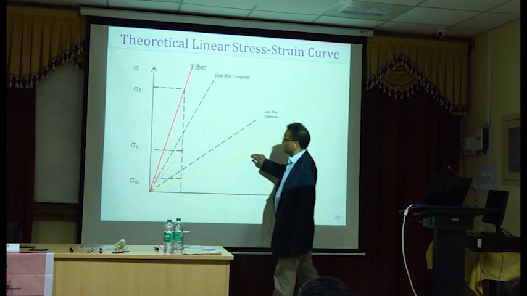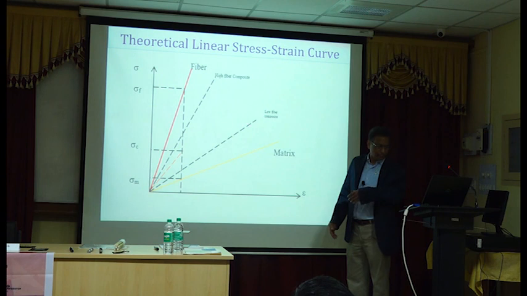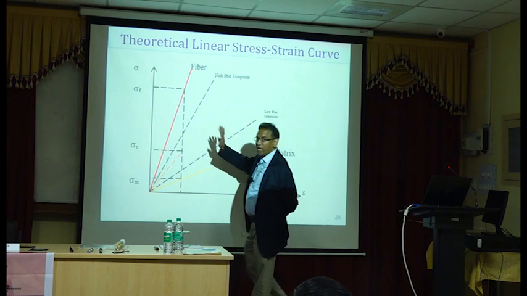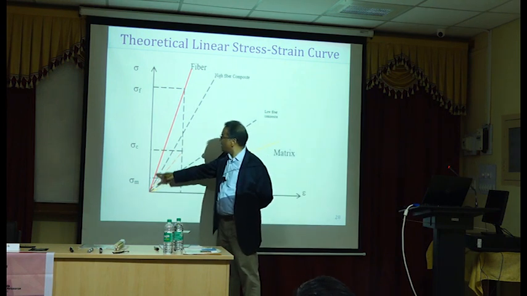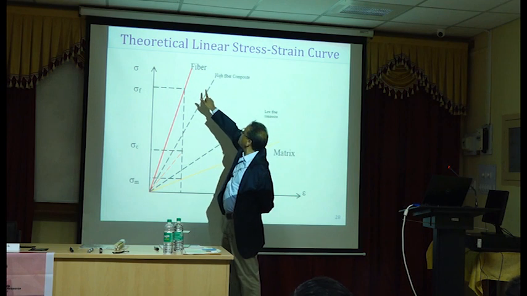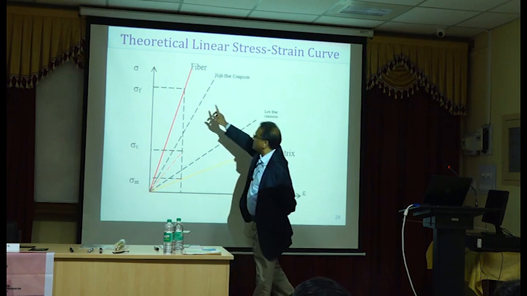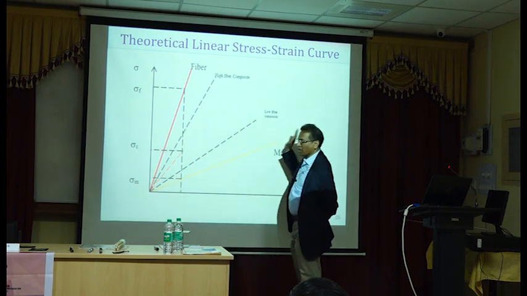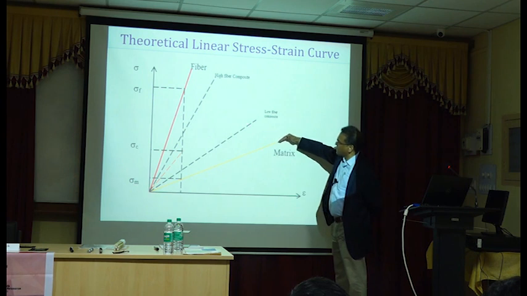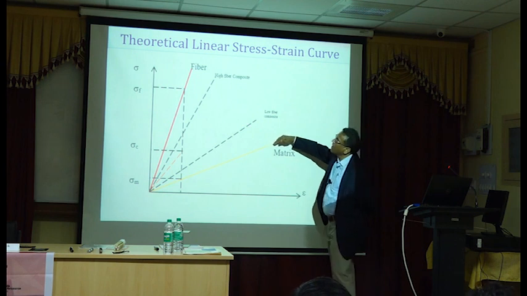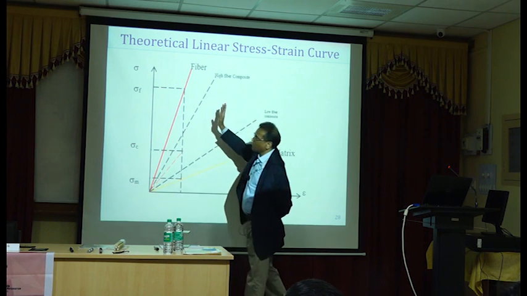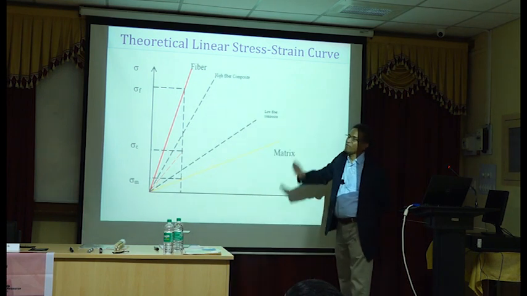Some matrices will have a linear stress strain curve. All fibers, without any exception, will have a linear stress strain curve all the way to failure. Okay, and this yellow line is symbolically, it's not exact, some stress strain curve for a matrix. This red line is the stress strain curve, symbolically, not drawn to scale, of a fiber.